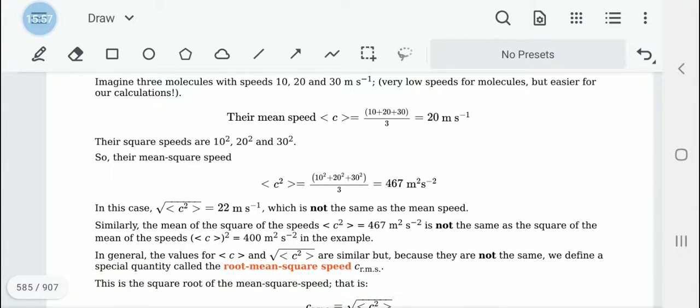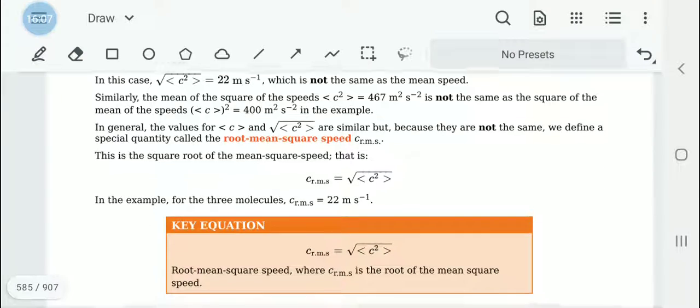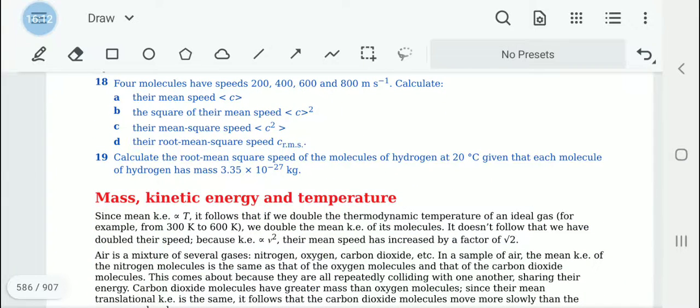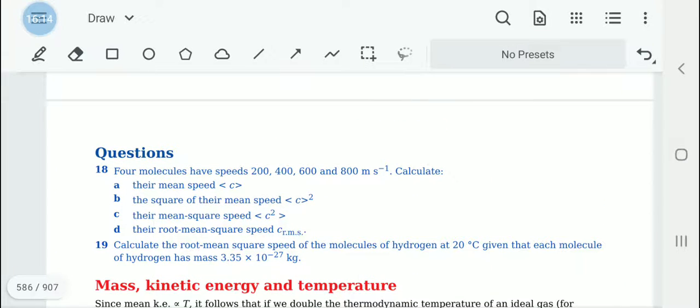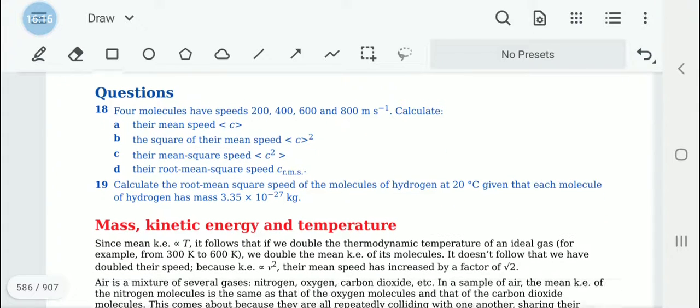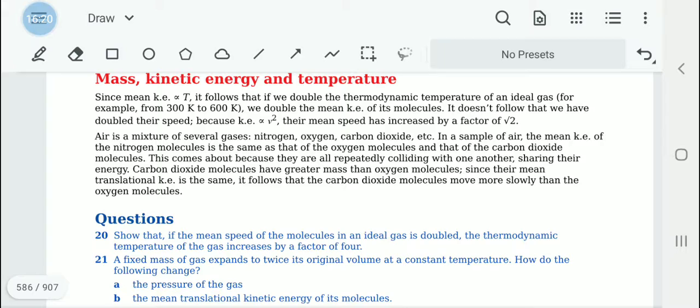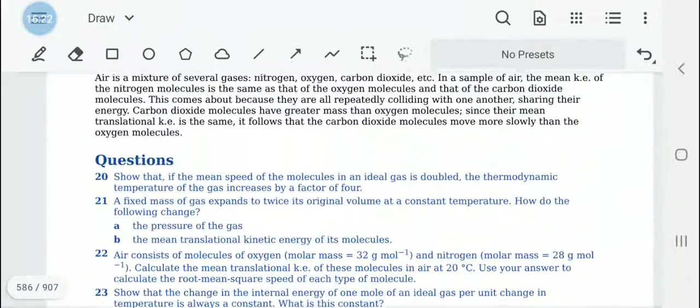If we square the mean speed, then we get 400. The square root of 400 is 20, but that is not the same as the root mean square speed. I hope that makes sense to you. If you don't understand, please tell me, then I will explain it further. Do questions 18 and 19, then you would be able to understand it more.